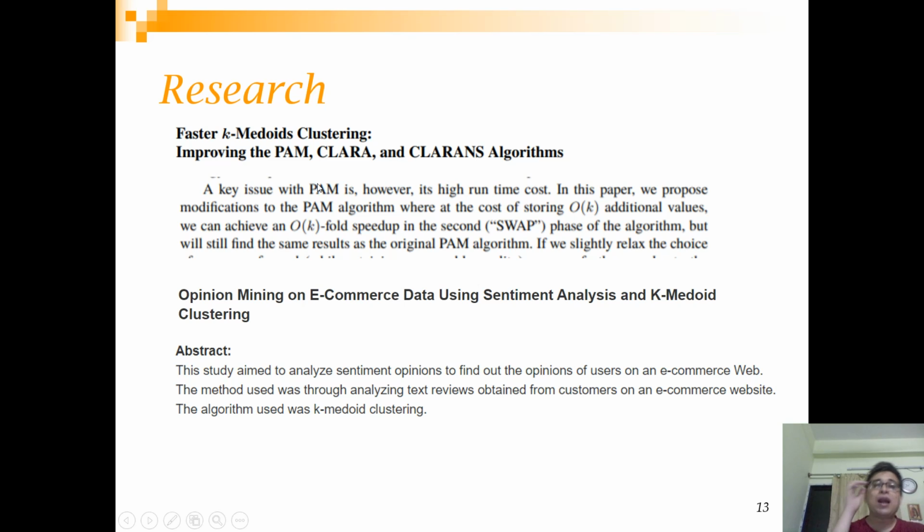They are still working on how this cost can be brought down, and maybe you can better select some of the medoids initially. So there are a lot of possibilities. And here is one more, where k-medoid clustering has been used for sentiment analysis in the e-commerce domain on text reviews.